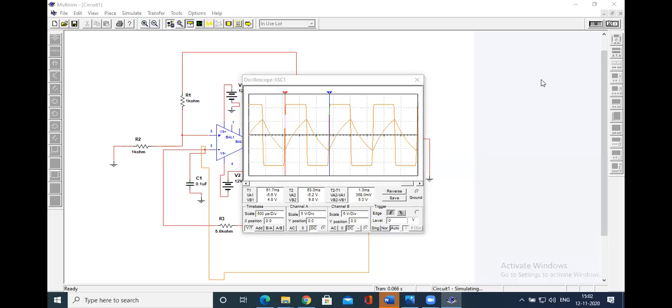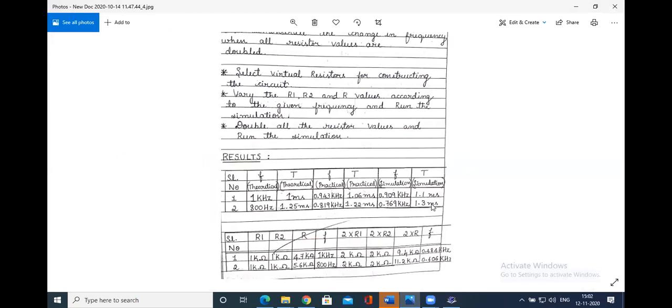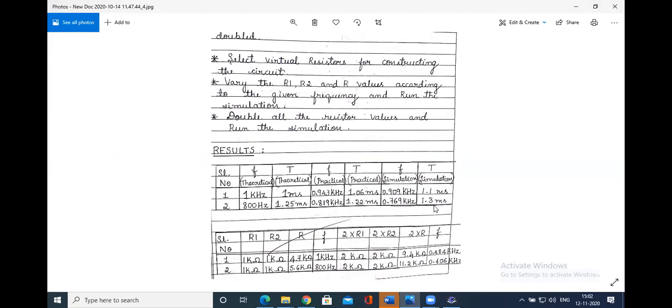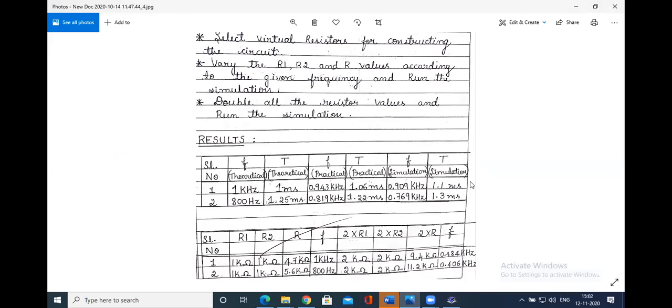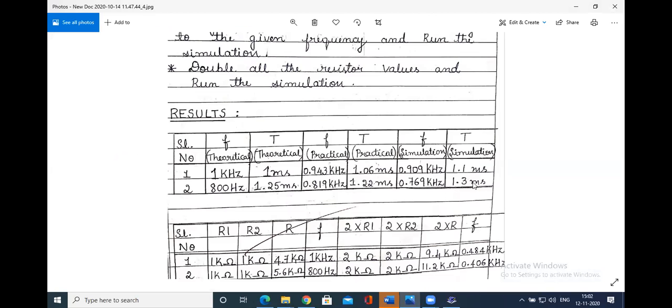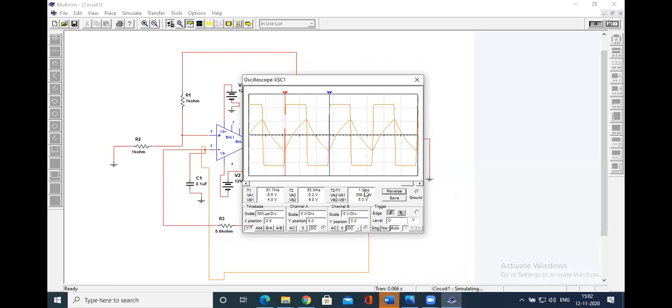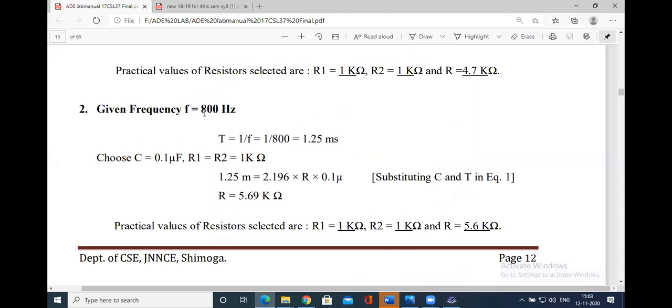T2 minus T1 is 1.3 millisecond, right? So 1.3 millisecond. All of you, are you able to see this? We have found T2 minus T1 is 1.3 millisecond. This is for the second case where you use a frequency equal to 800 kilohertz. This I have given you, the value 800 kilohertz.